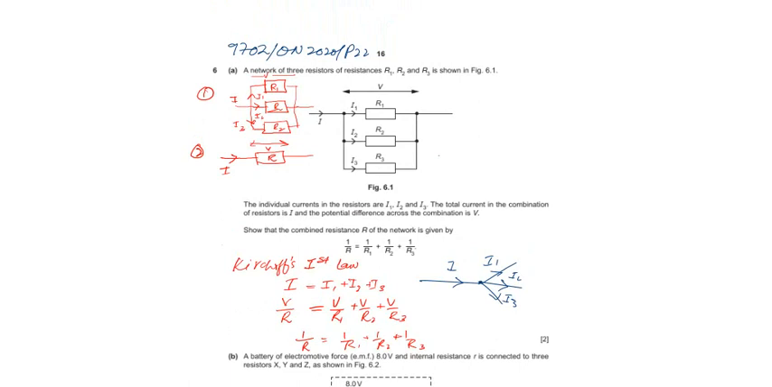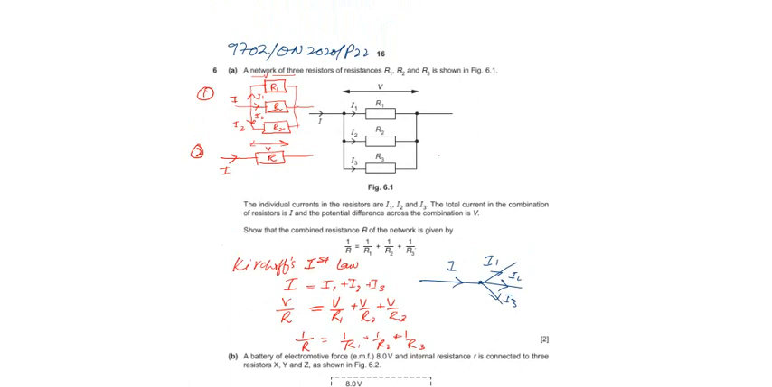So as we could see, the current I is passing through this point and distributing to I1, I2, and I3 through R1, R2, and R3 respectively. As these three are in parallel combination, the potential difference V is the same for all three. So you need to show the combined resistance R of the network is given by 1 over R equals 1 over R1 plus 1 over R2 plus 1 over R3.